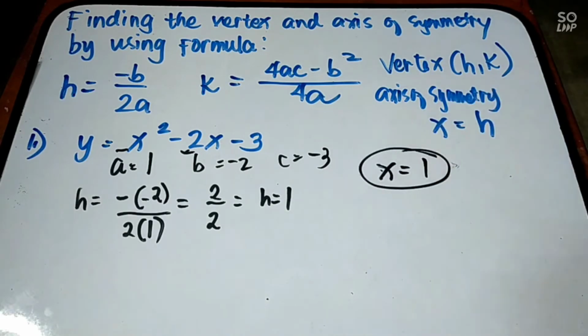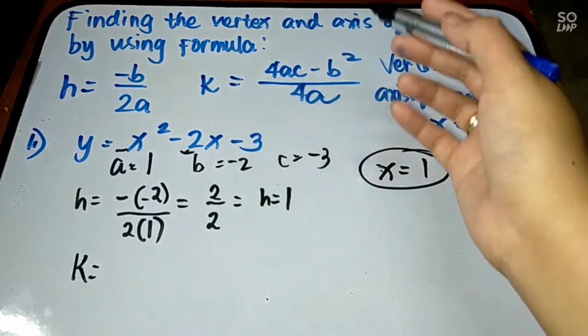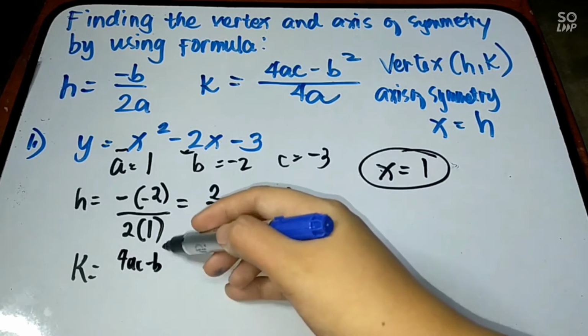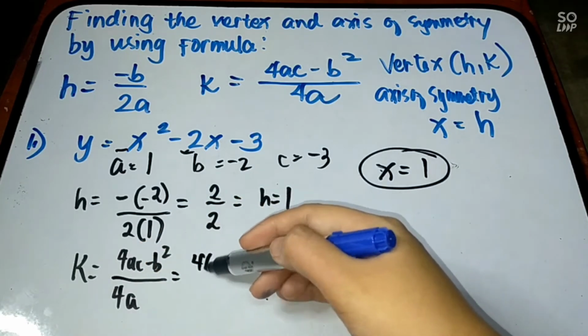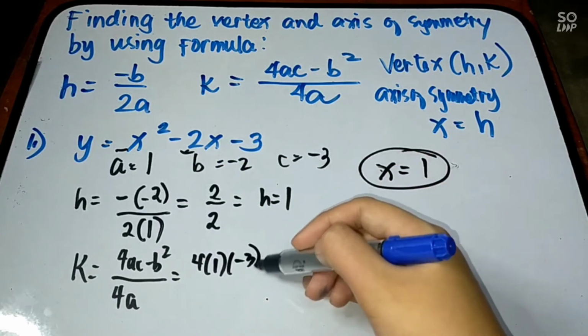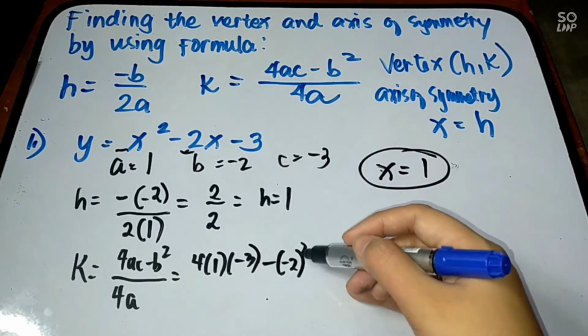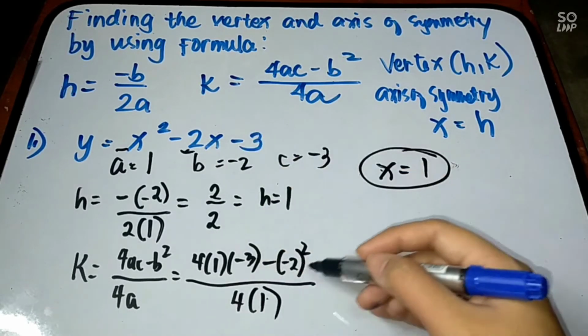Ayun na. Next tayo. We have your K. For us to find your K, we have 4AC minus B squared over 4A. Let us substitute. 4 times, ang A mo, we have here 1. Ang C mo, we have negative 3. Minus, ang B mo, we have here negative 2, then squared. Over 4 multiplied by 1.